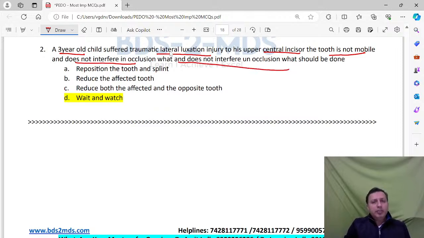Now see here, they have clearly mentioned that the patient comes to you with a lateral luxation of a primary tooth at the age of 3 years. I have told you in the treatment plan that we discussed in the lecture that if it is not causing any sort of interference in the occlusion, just wait and watch. Okay, don't try to bring it back to its original position, then try to do the splinting. Never ever. Just wait and watch.